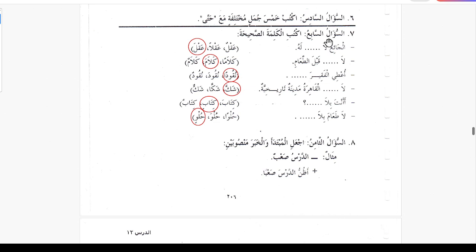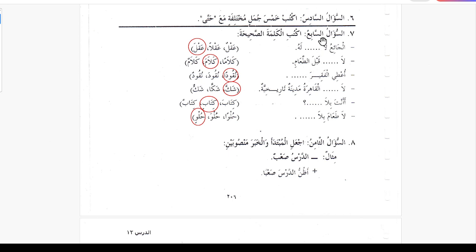Question number 7. Uktubil kalimata sahiha. Write the correct word. So we are given 3 options for every sentence, and we have to pick the most appropriate one. The first one, al jayu la, so a hungry person does not possess the intellect.